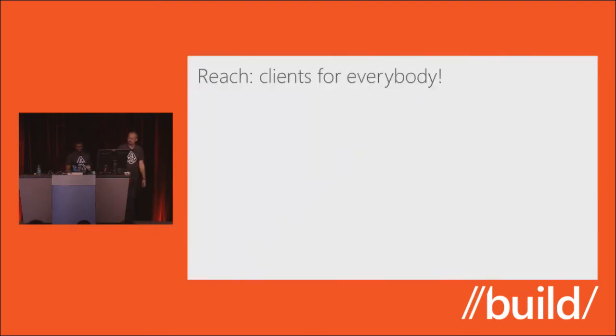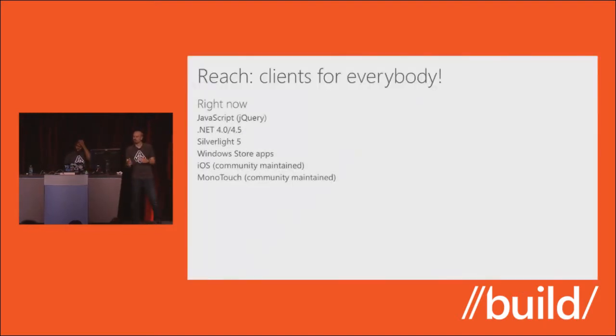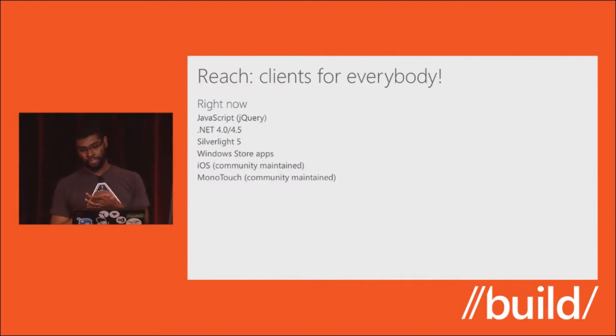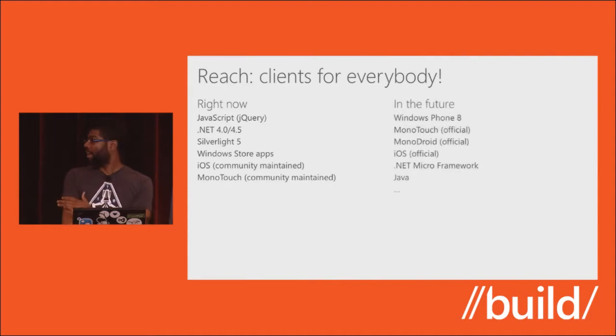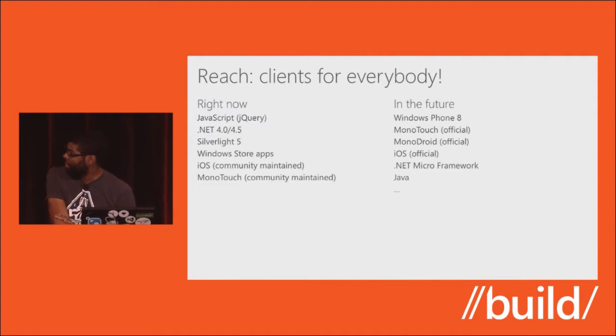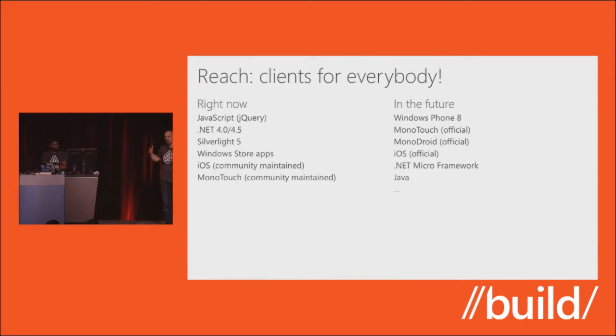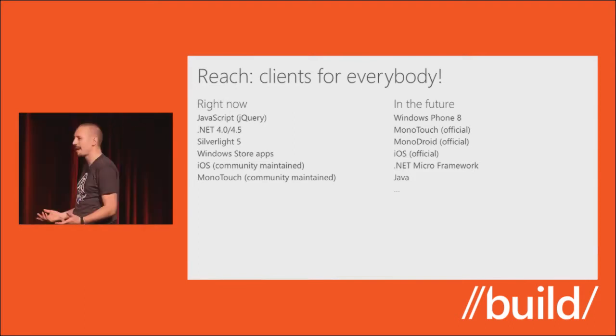So reach. Let's talk about clients. Right now we have a JavaScript client. It's a jQuery plugin. .NET 4 on a 4.5 client, Silverlight 5, Windows Store apps, iOS, that's community maintained, and MonoTouch. In the future, we'll have all of these, so you can build apps on them. Obviously, we think frameworks like this are that much more powerful if it doesn't just work in the browser. You can write a real-time web application.